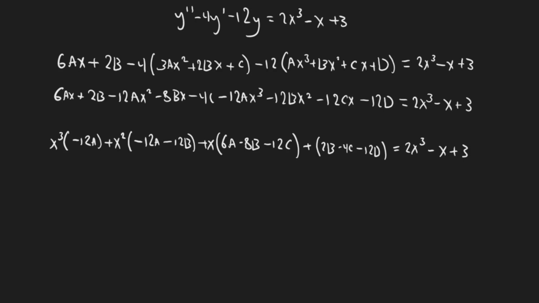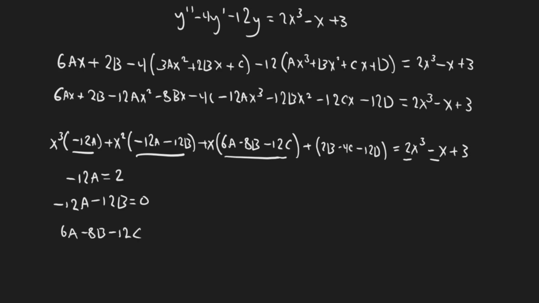But let's start with our negative 12a. So negative 12a has to equal 2. So that's our first equation. Negative 12a equals 2. Our second equation, negative 12a minus 12b equals 0 because there's no x squared term on the right. Our third equation is going to come from the orders of 1. So we have 6a minus 8b minus 12c, which just equals negative 1. And then finally, we're left with the constant terms, which is going to give us our fourth equation in our system of equations. So 2b minus 4c minus 12d, which is going to equal 3.